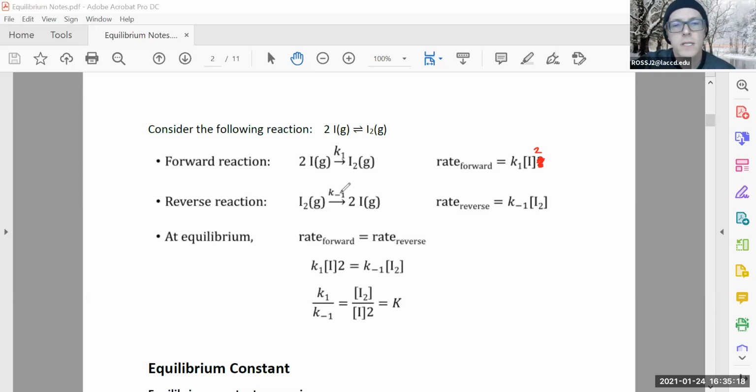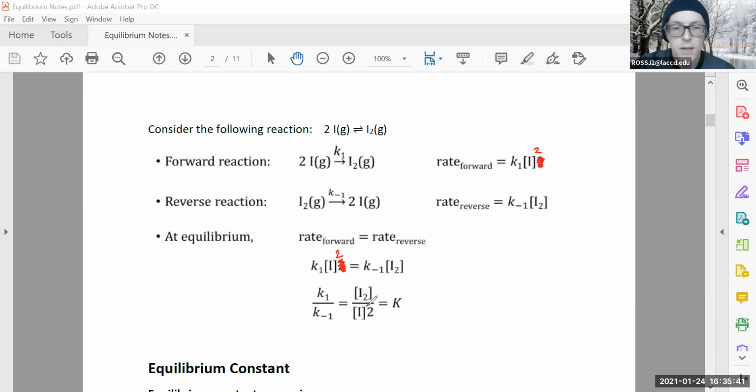We look at the reverse step. This looks good. We've got the molecule I2, which is first order because there's 1 molar coefficient. At equilibrium, we can set the rates equal. So again, this should not be a coefficient 2. It should be second order in I.